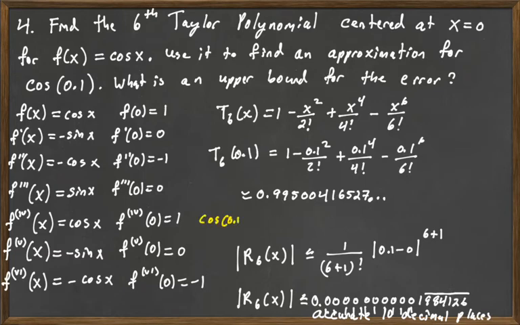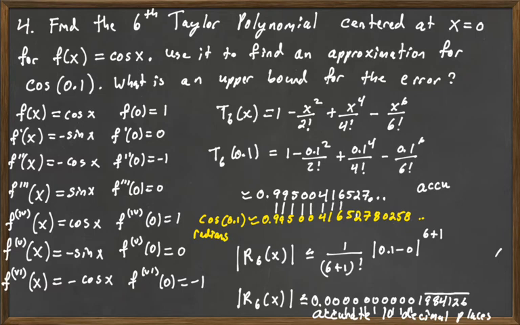So the cosine of 0.1, if I use my calculator, I got to make sure I'm in radians, is approximately 0.995004165278025. And if we count that up, let's see, that's 1, 2, 3, 4, 5, 6, 7, 8, 9, 10, 11. I think the next one in this decimal expansion is a 7. I think it's 7 repeating. So we're accurate up to 11 decimal places.